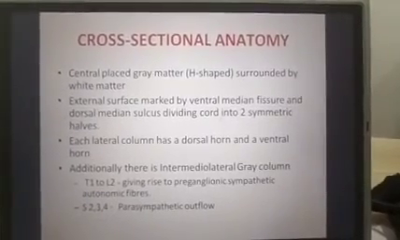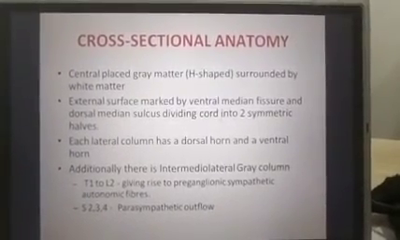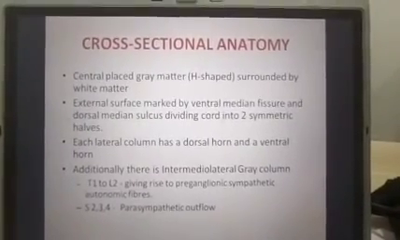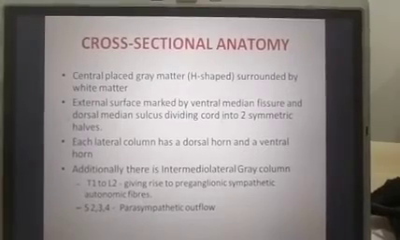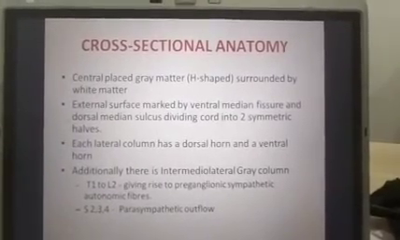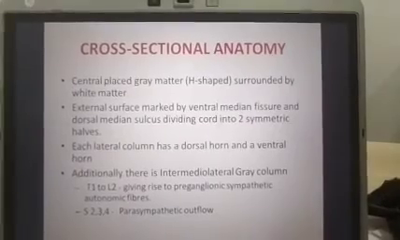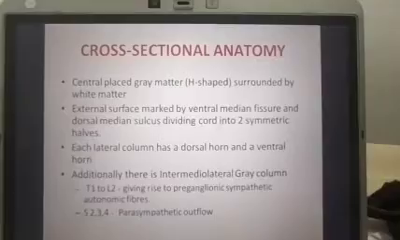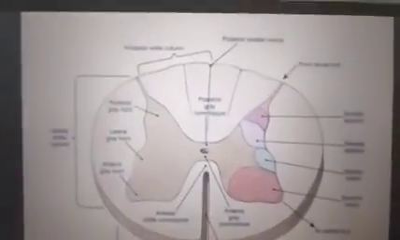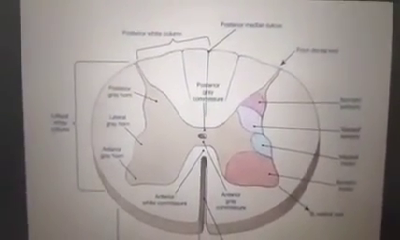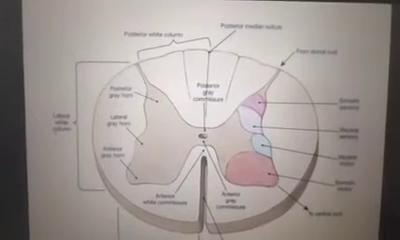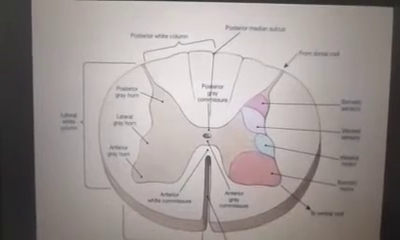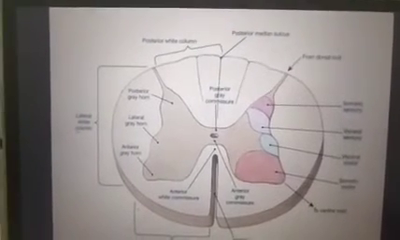Each lateral column has a dorsal horn and ventral horn, two horns, and additionally there will be an intermediolateral grey column at T1 to L2 level, which gives rise to preganglionic sympathetic autonomic fibers, and S2, S3 and S4 have a parasympathetic outflow. So we are able to see clearly now. There are posterior gray horns, lateral gray horns and anterior gray horns, 1 fissure and 1 sulcus.